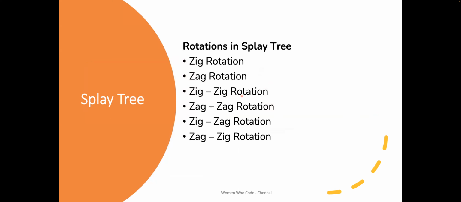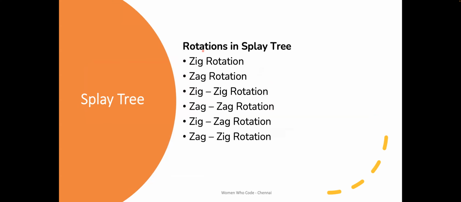AVL tree had a balancing factor. In a Splay tree, it can even grow abnormally. Abnormally in the sense, it'll have a root and the left alone will grow to a height of 10. There will be no right subtree. So it doesn't care about all those. Its only intention is to ensure that the recently accessed key, whatever it is, is at the root.